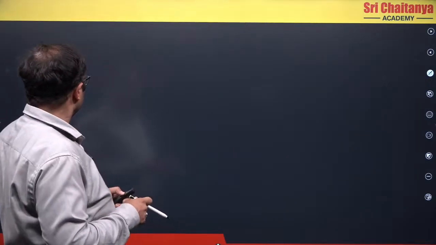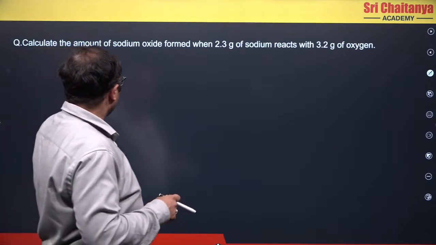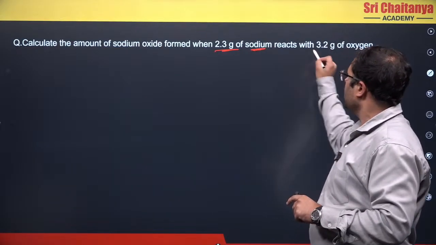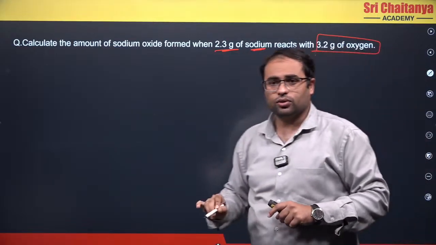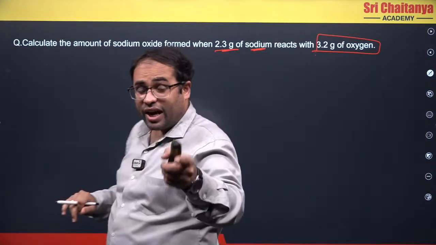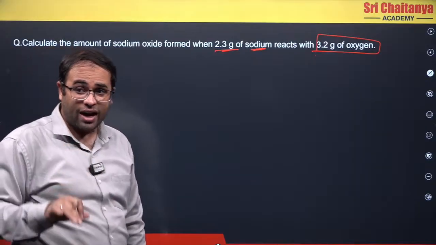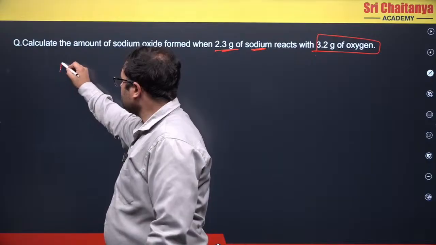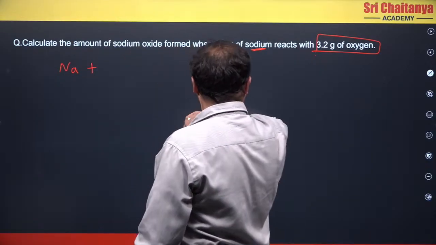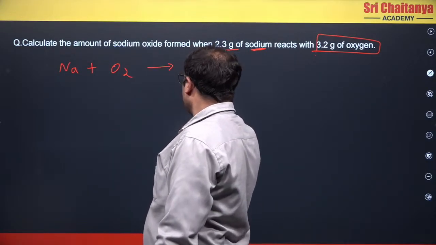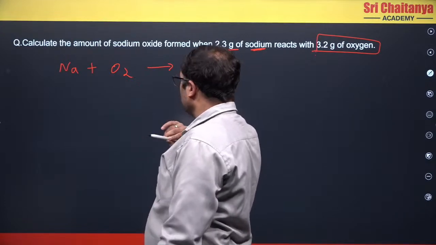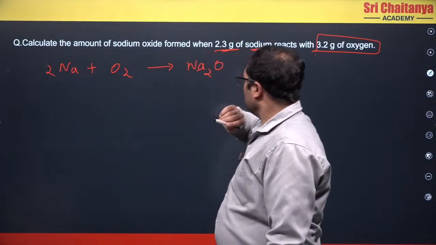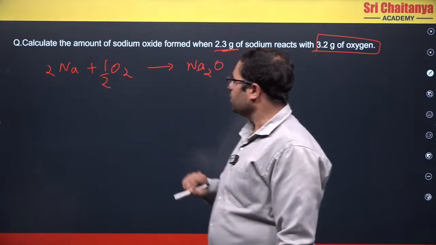Let us do this question. Calculate the amount of sodium oxide formed when 2.3 grams of sodium reacts with 3.2 grams of oxygen. So how do we do that? First, write the balanced chemical equation. Only through that can you get it. So you have sodium reacting with oxygen to form Na2O, right? So balance it: 2 sodiums are there here, so I can put 2 here, and 1 oxygen, so I can put half here, right?